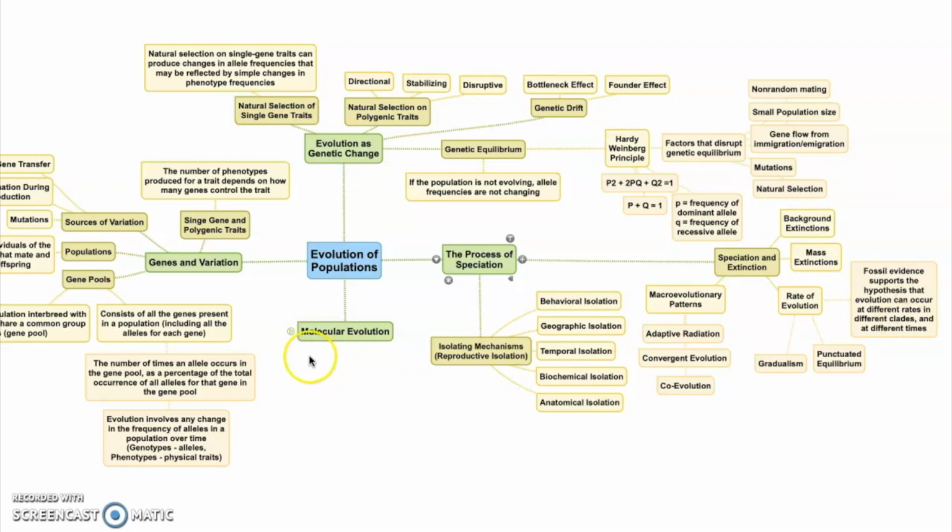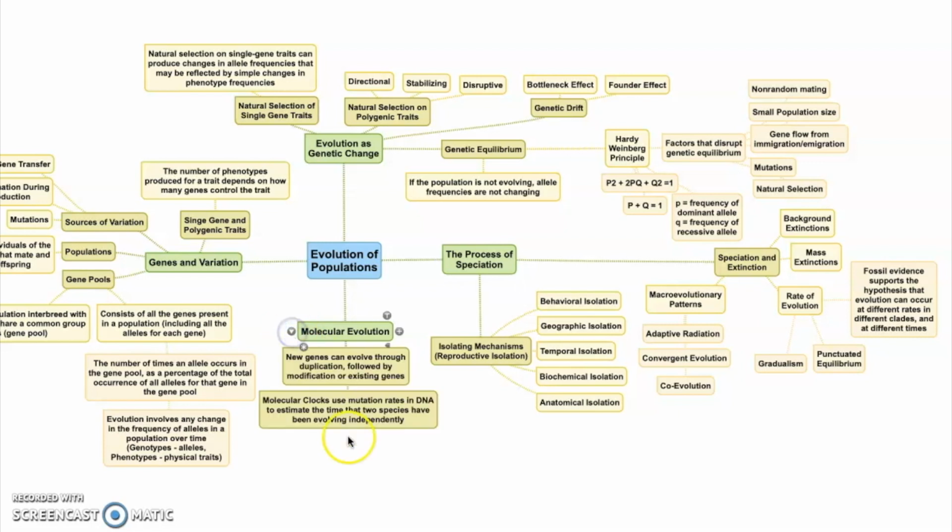All right, and then the last thing we're going to take a look at is molecular evolution. This is basically saying that new genes can evolve through duplication followed by modification of existing genes. So if you get some type of mutation, it could be a chromosomal mutation, could be a gene mutation, and that mutation takes effect in the phenotype of the organism, then it may end up ultimately changing that organism or that group of organisms' path.